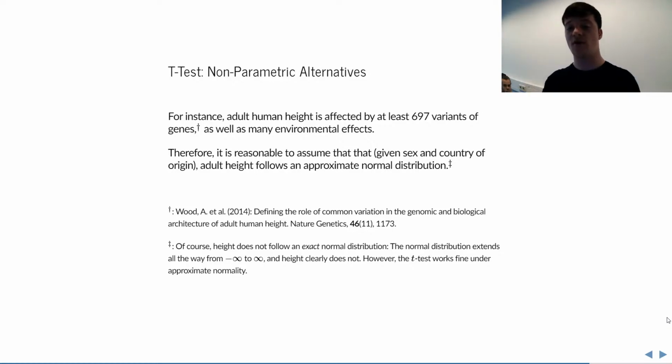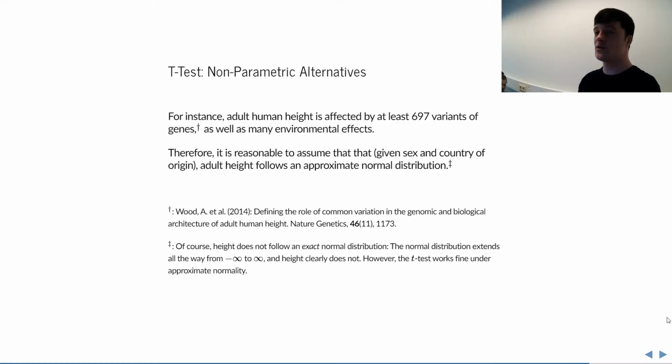Now, of course, the more independent effects affect something, the more it will resemble a normal distribution. Because we know that it's affected by so many things, it is reasonable to assume that given a certain category, so we only restrict ourselves to male adults in the Netherlands, then that should follow a normal distribution, at least approximately.